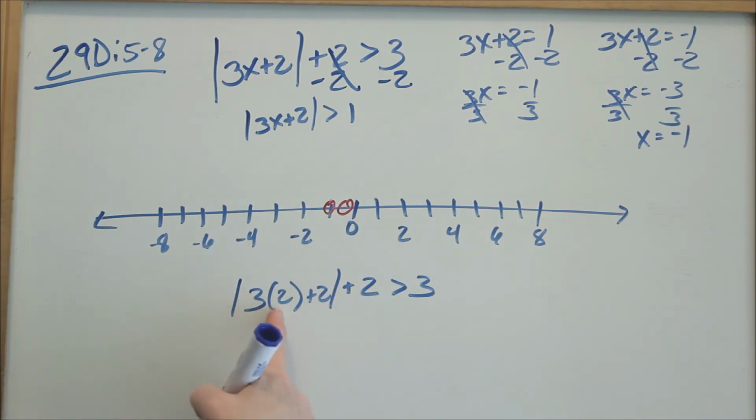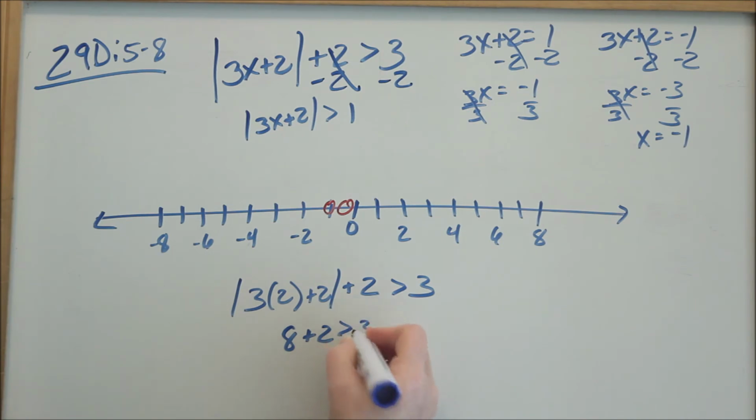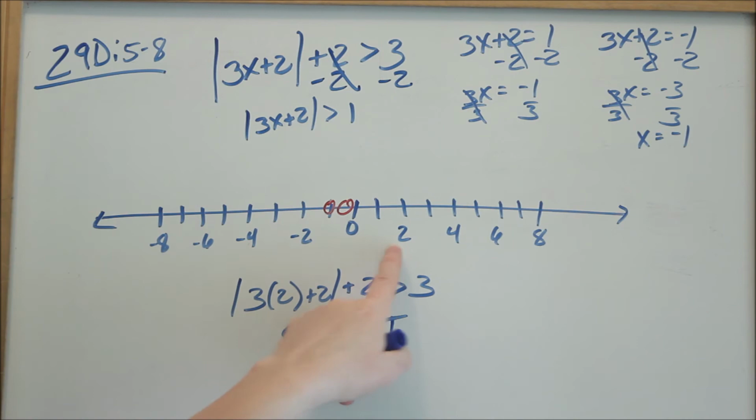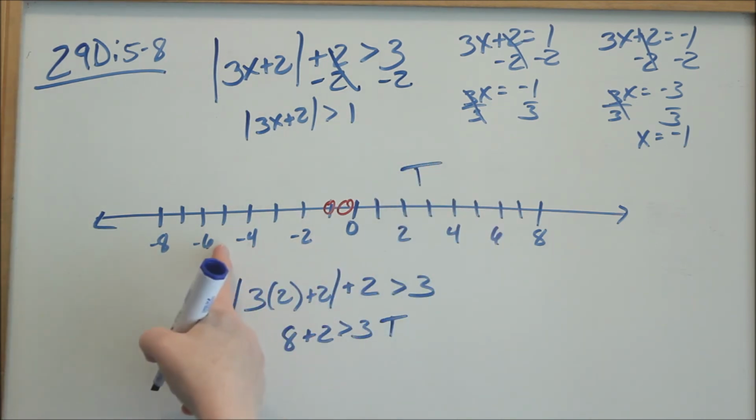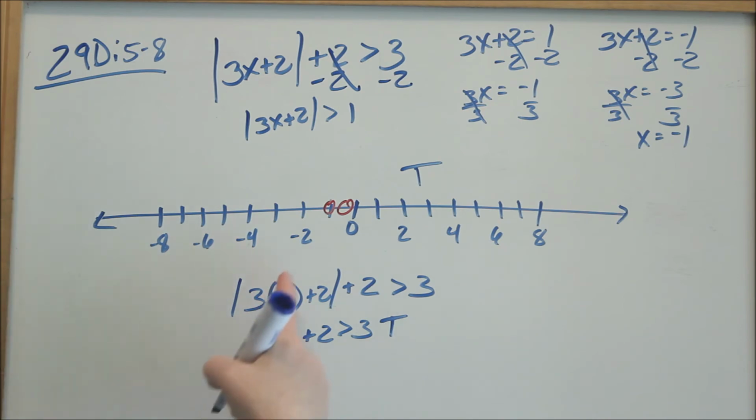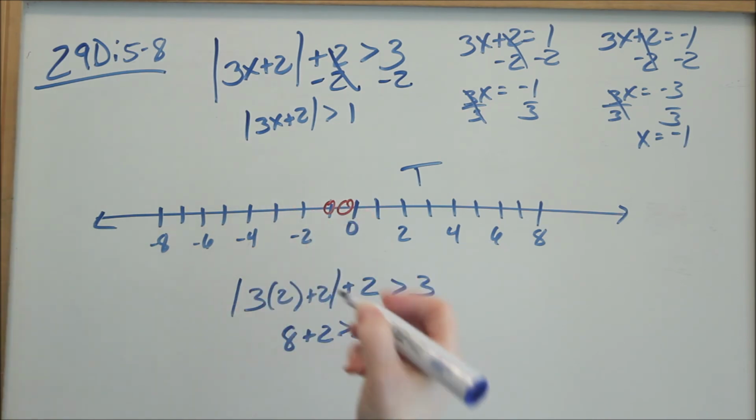3 times 2 is 6. 6 plus 2 is 8. The absolute value of 8 is just 8, plus 2 is greater than 3. 8 plus 2 is 10, and 10 is greater than 3. That is true, which means this over here is true. Okay, so now let's go test one over here. So let's do negative 2.